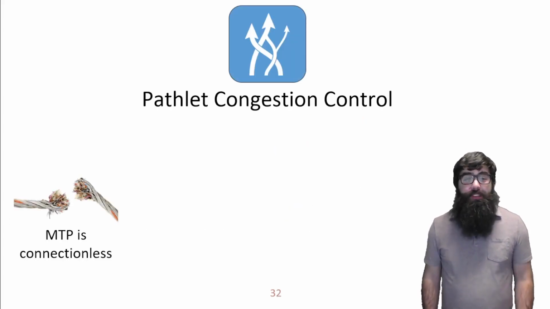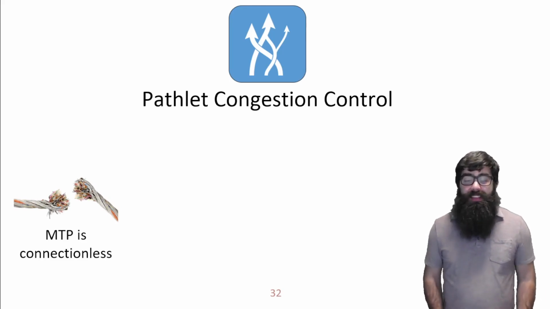Next, MTP introduces a new approach to congestion control where the network is divided up into pathlets, and each pathlet has its own congestion control feedback and state.